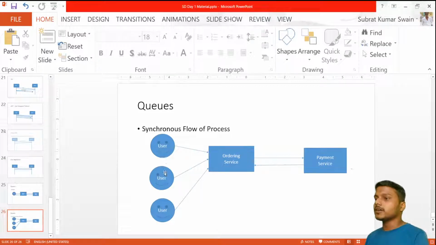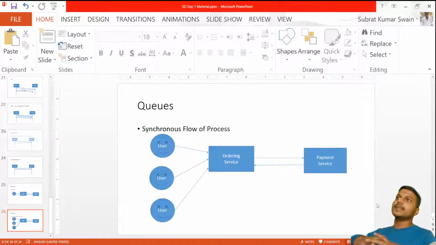Even this user is stuck, and the rest of the users are also stuck. Also, the payment service, let's say it can handle only 4 requests at a time, but there are 40 people ordering at the same time.